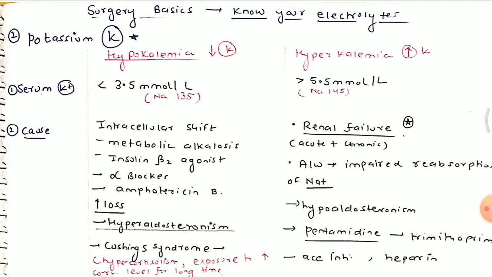So we'll be continuing with our surgery basic series, Know Your Electrolytes, with our second electrolyte, a very important electrolyte in our body, which is potassium. We'll try to understand what will happen in our body when there is hypokalemia, wherein there is a decrease of potassium level in our body, and hyperkalemia when there is an increase in the potassium level as well. So first of all we'll be trying to cover the hypokalemia part, and then we'll be moving to hyperkalemia, right? So let us begin.